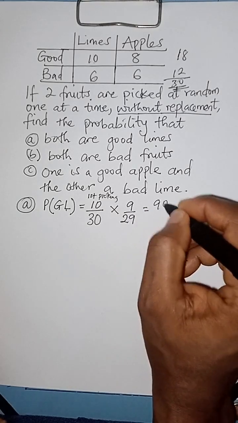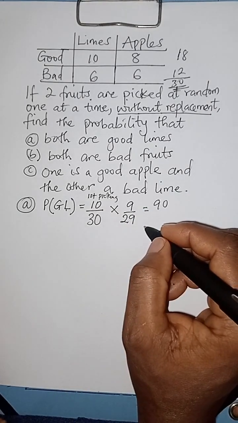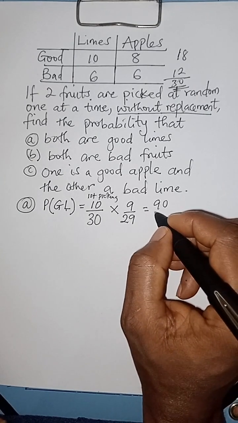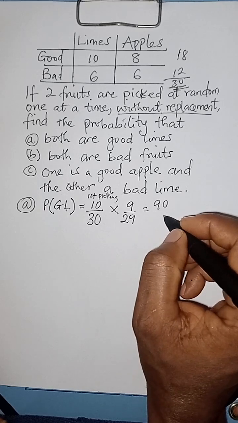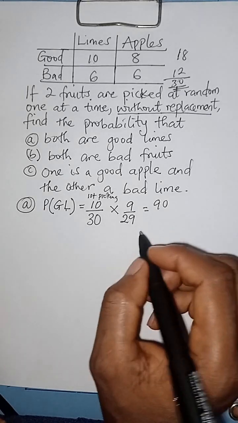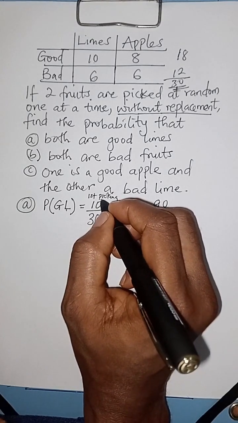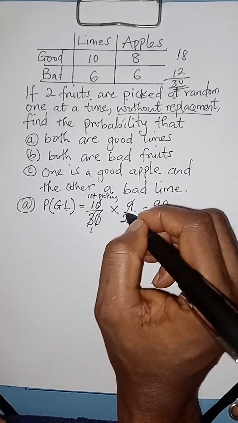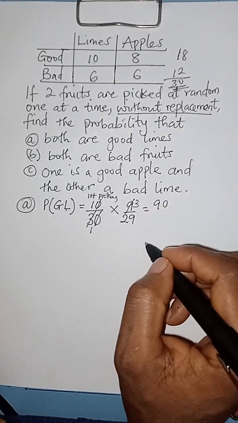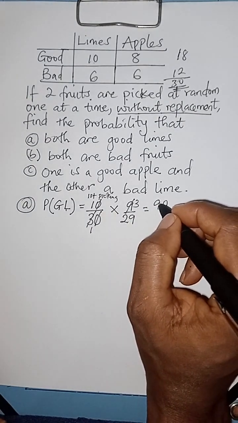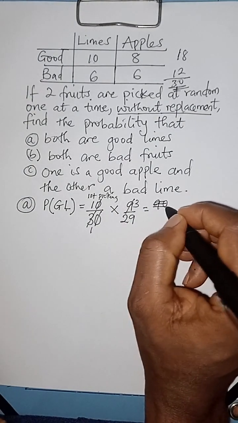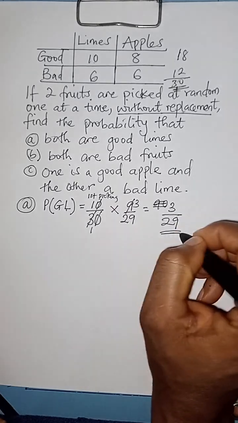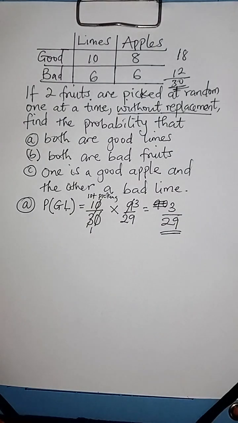9 times 10 is 90, and 30 times 29 should give what you're looking for. But that would be too difficult to simplify, so why don't we just simplify it here? 10 and 0 cancel 0. 3 here is 1, 3 here 3. You know, we're trying to solve without a calculator. And then the answer I'm going to get is going to be 3 divided by 29. So that's the solution to the problem.